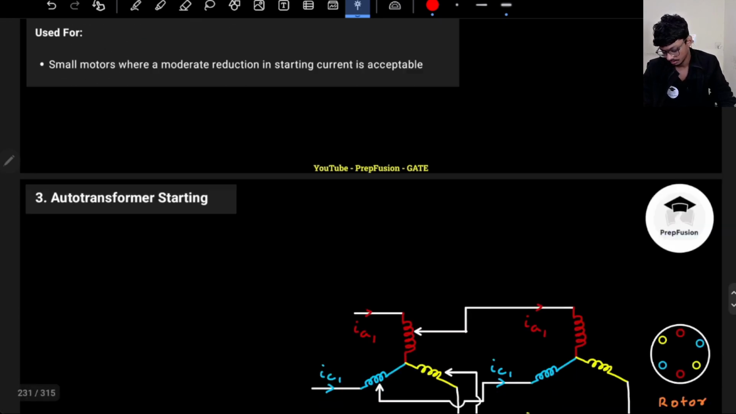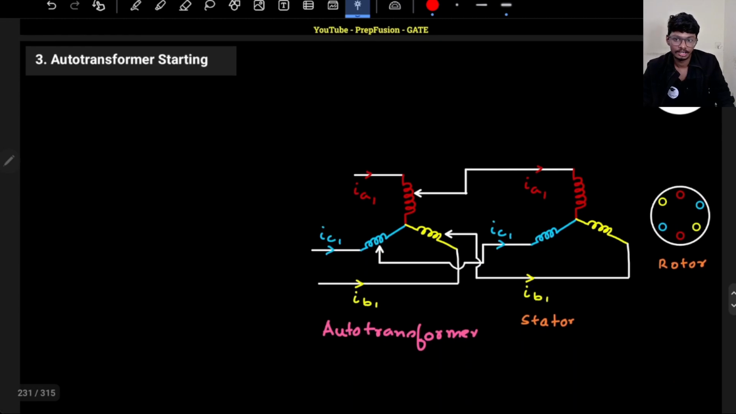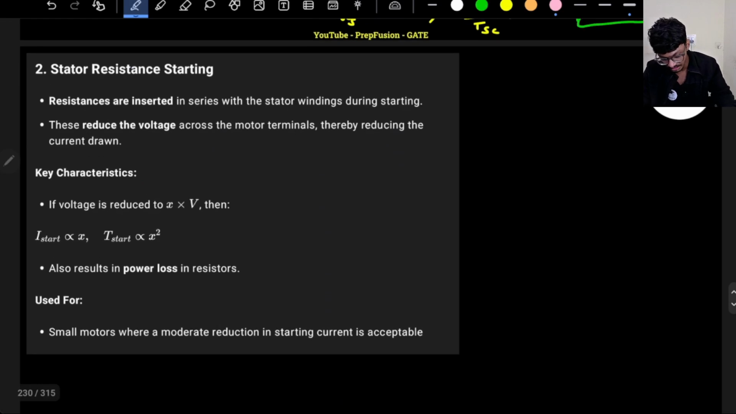Okay, so now let's discuss auto transformer starting. In auto transformer starting, I will not use resistance. I will directly connect a voltage source here. I will directly reduce the voltage. Previously, I had a resistance and then I had the winding. I was applying a V voltage here, and I was getting a V dash voltage that was equal to X into V.